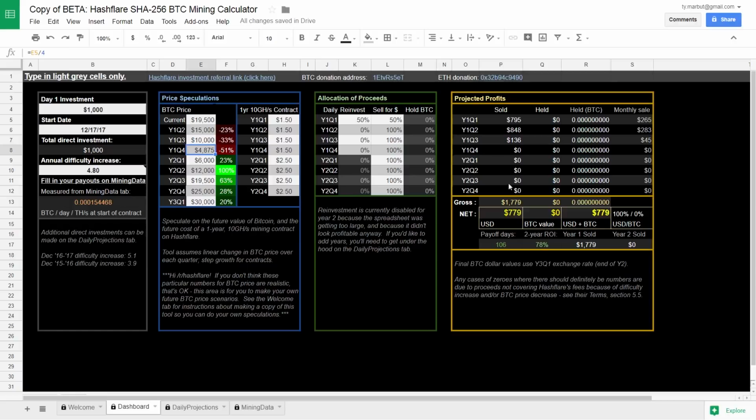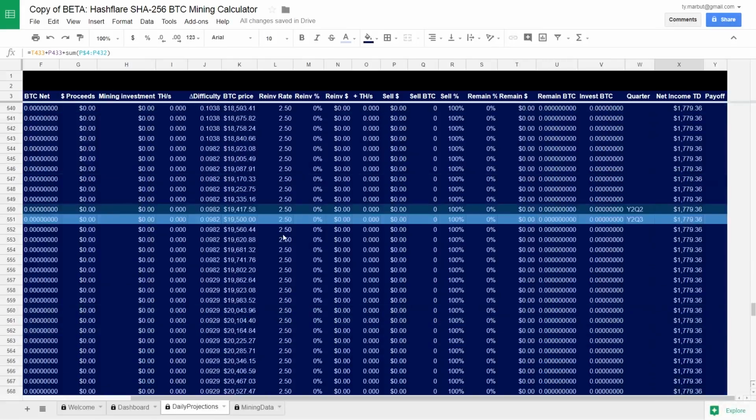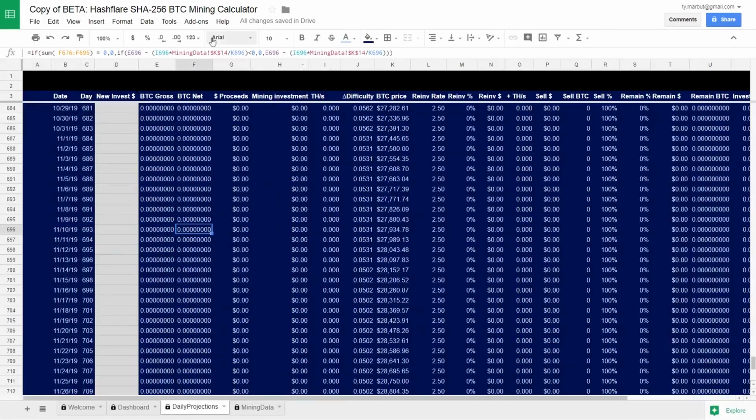There's no zero, or they're all zeros after that, where there should be, at least into Q1 of year 2, some income coming in, and we got nothing, and that's because our contract got canceled. So that's actually built into the daily projections tab. If you want to go down into here, it's in the net.